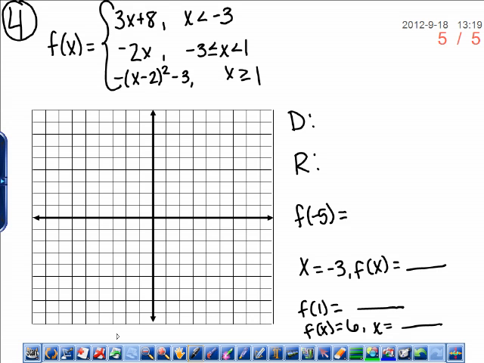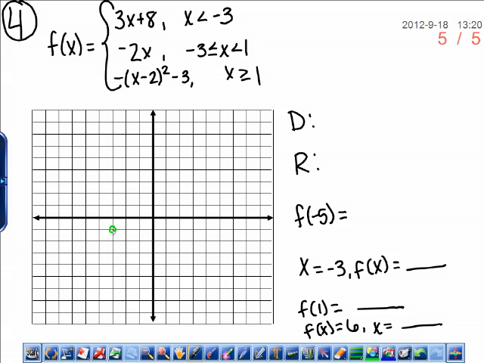Down. Okay. So I like to start with my first equation. My first value to plug in is my critical value of negative 3. So I'm going to plug in negative 3 here. 3 times negative 3, negative 9 plus 8, negative 1. So at negative 3, negative 1, what kind of point do I have? Open. Good.